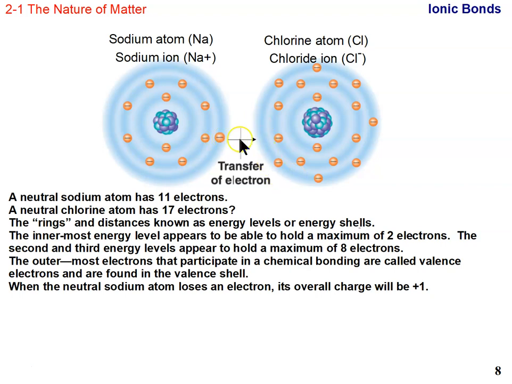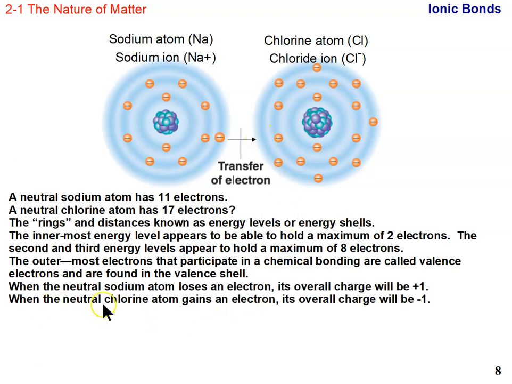You can think of this as selfish. In other words, the chlorine, just like little kids playing on a playground with a toy, one is selfish and grabs it and takes it for him or herself, right? So that's what's happening here. Chlorine is ripping that electron from sodium. When the neutral chlorine atom gains an electron, its overall charge is going to be -1.